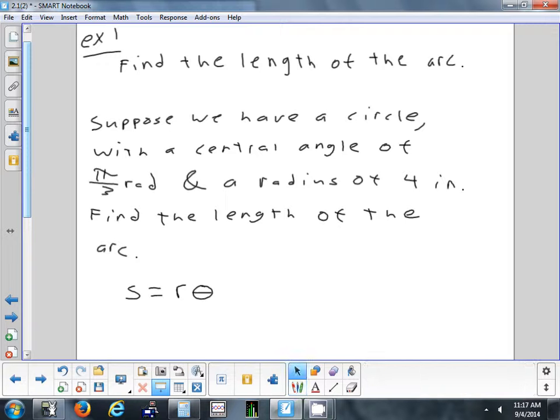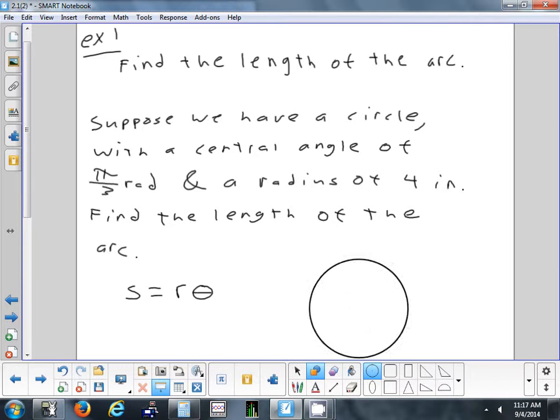Okay, so the first thing, if we want, we can sketch it. Somebody who's more visual. Draw an angle. It's pi over 3 radians. And the radius is 4 inches. And what we're trying to find is that. How long that arc is.